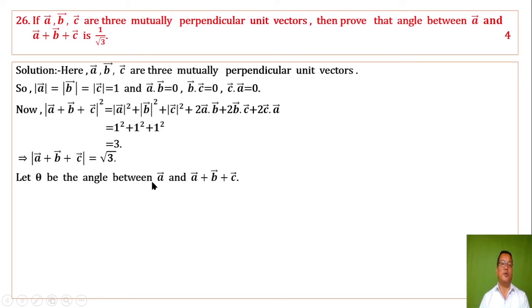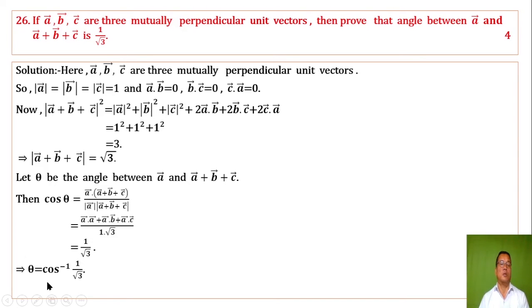Let theta be the angle between vector a and the sum of these three vectors. Then cos theta is equal to their dot product divided by the product of their magnitudes. Their dot product is found to be 1, and the denominator is found to be root 3. In the numerator, a dot b is 0, a dot c is 0, a dot a is 1. We have cos theta equal to 1 by root 3. Therefore, theta equal to cos inverse of 1 by root 3. We have to write cos inverse here.